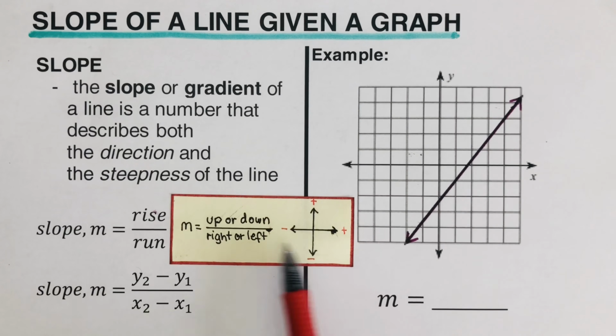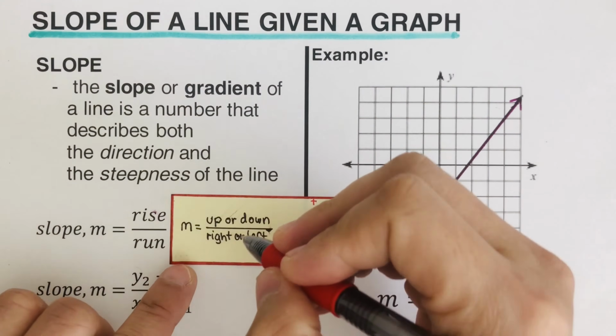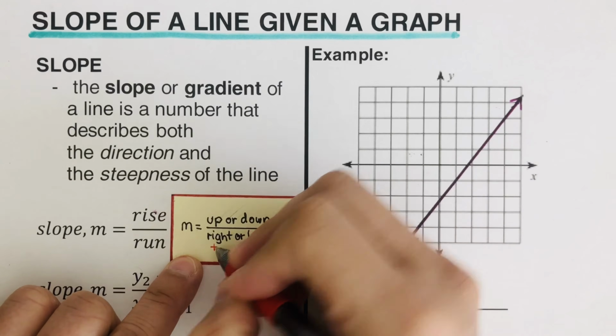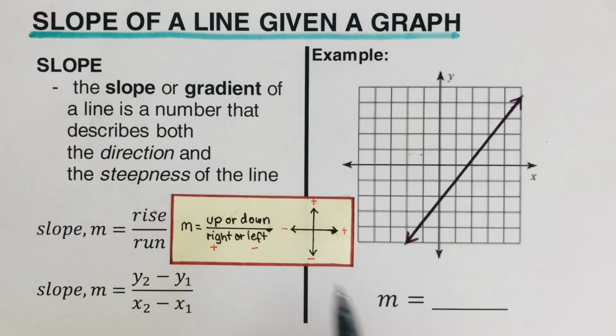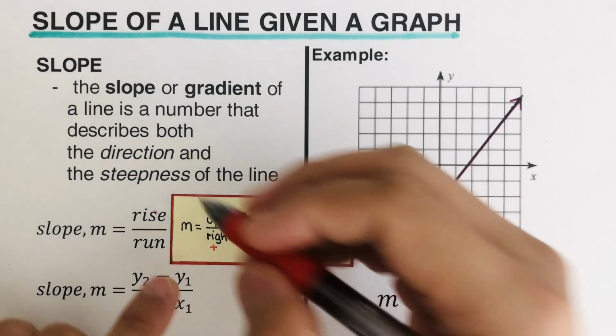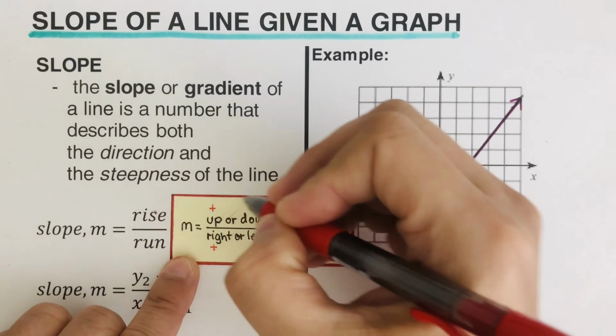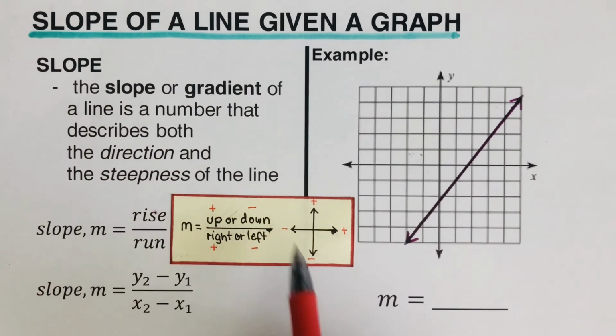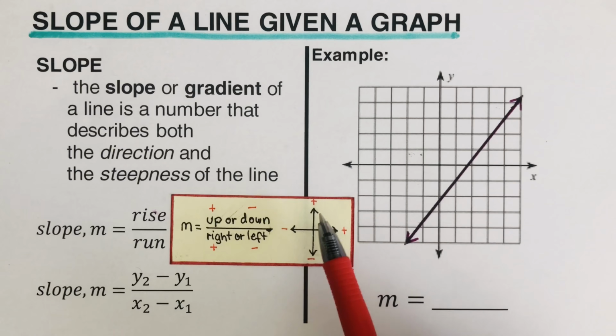Using the x and y axis here, we remember that if we go to the right, the sign would be positive. If we go to the left, the sign is negative. So I'm just going to put that up here. Going to the right is positive, going to the left is negative. Going up is positive, going down is negative. We're going to use this in giving labels to our rise over run. So again, right positive, left negative, up positive, down negative.